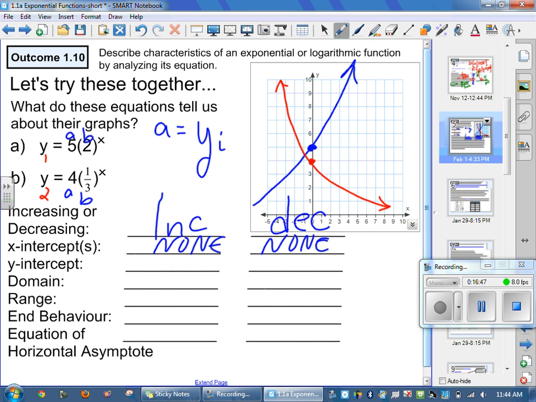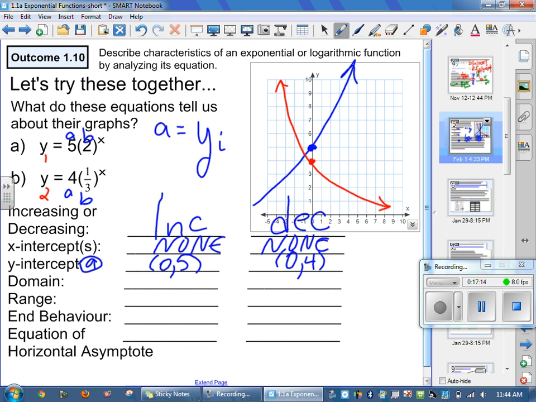Okay, our y-intercepts, that's our A value. We're looking for the A numbers. Well, our y-intercept here is going to be 0, 5. The y-intercept over here is going to be 0 and 4. Is everybody able to see their graphs? No? No.